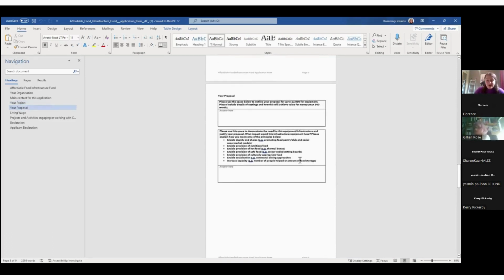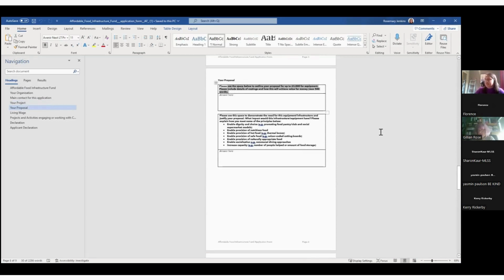So then moving on to the proposal. Hopefully you can see that I've highlighted this area on my screen. This is where you outline your proposal and give the costings and say what the value for money is.